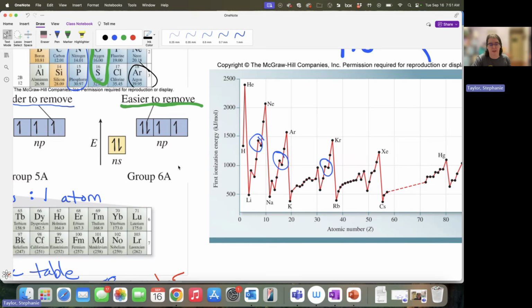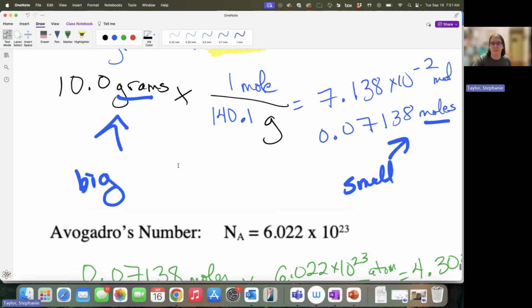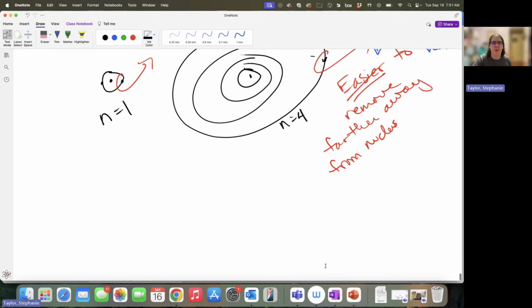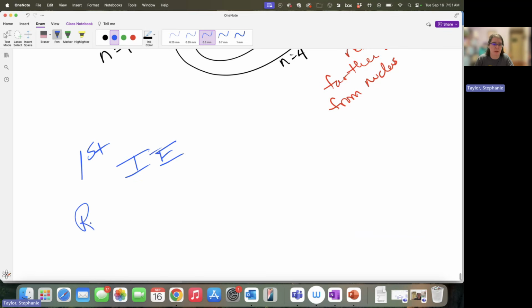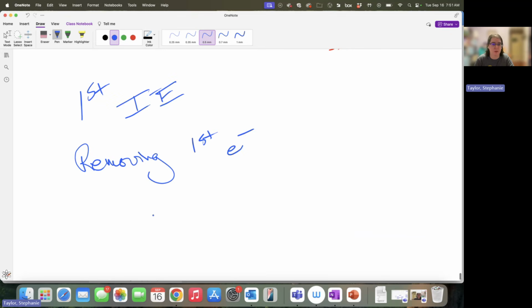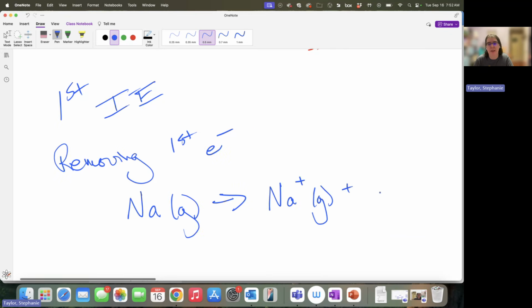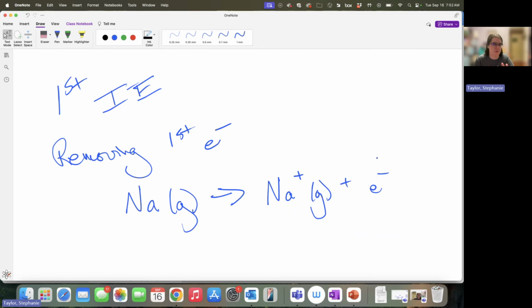There's a third thing in ionization energy. It's successive ionization energies. Everything we talked about so far is what I think of as first ionization energies, which is removing the first electron. So if we're doing sodium, we start off with a neutral sodium atom in the gas phase. And as we go to the first ionization energy, we go to a sodium positive, still in the gas phase, plus an electron. We removed an electron.